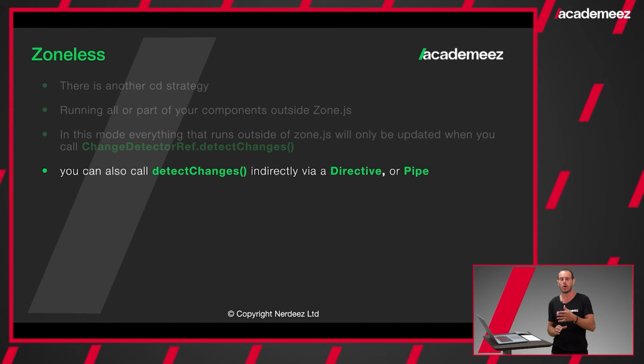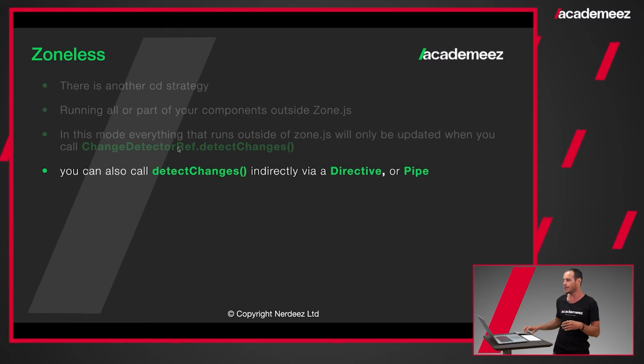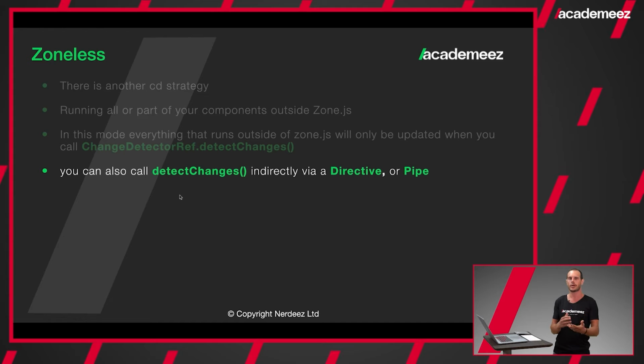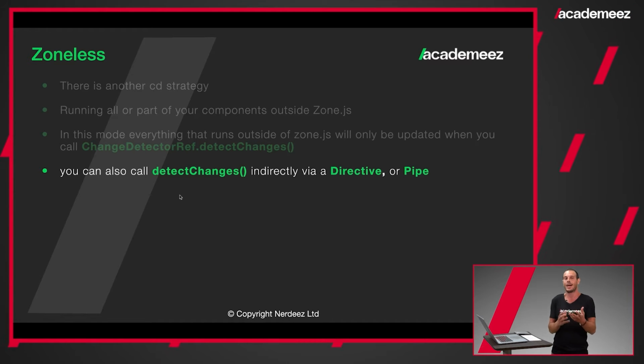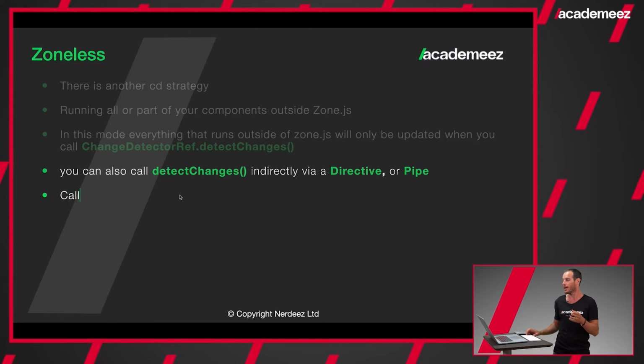So you can actually call it directly by using the dependency injector, injecting the ChangeDetectorRef service and calling detectChanges, or you can create some kind of directive or pipe or event plugin manager that will call it for you. So you can call it directly or indirectly.